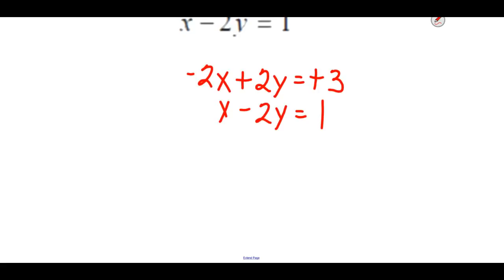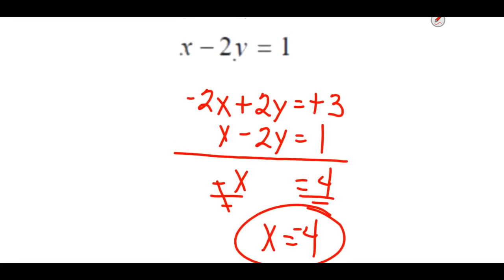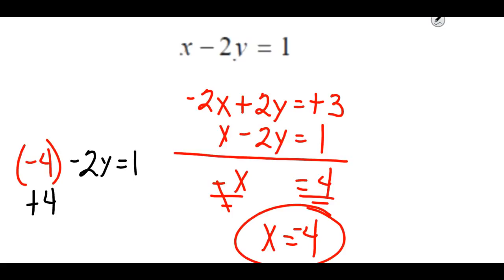So now I can combine these two because my y's are going to go away. So now I have a negative x equals 4. Well, I got to solve for x, so I got to divide by a negative, makes it a positive, which makes my 4 negative. Now, again, I'm going to pick the bottom one because it's the easiest one to work with. So I'm going to take x, which in this case I just found to be negative 4 minus 2y equals 1. So I'm going to add 4 to this one, 4 to this one.